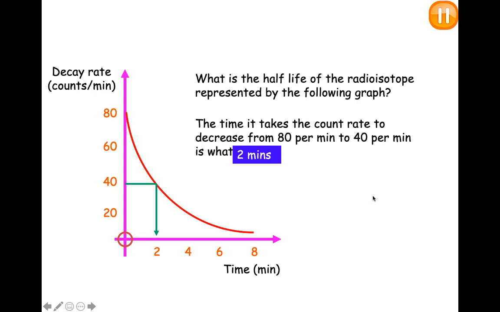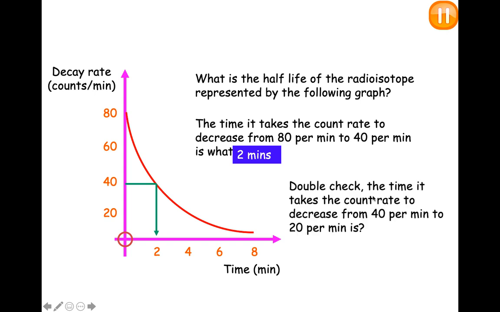So we draw a horizontal line at 40 and then a vertical line down to the x-axis to give our time. It tells us it takes 2 minutes to do that. Now we can double check the half-life by looking at the next one. If we look at the time it takes for the count rate to go from 40 counts per minute down to 20, again that's half, that should be the same, which is 2 minutes. We can see on the graph here, 40 down to 20 takes from 2 to 4 minutes. So 4 take away 2 is 2. So the half-life of this particular sample is 2 minutes.